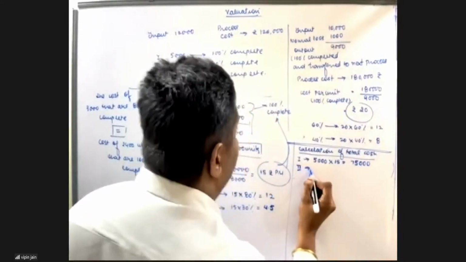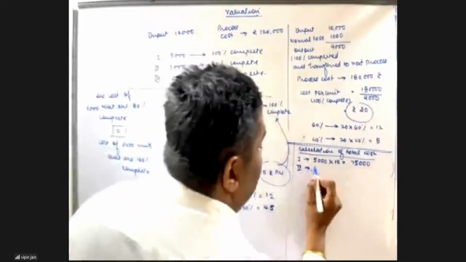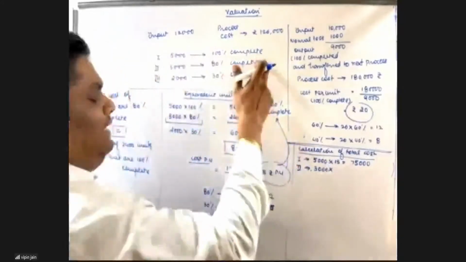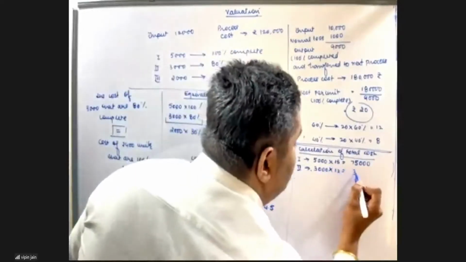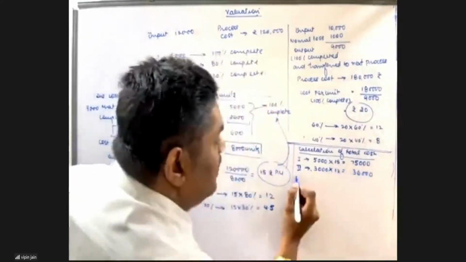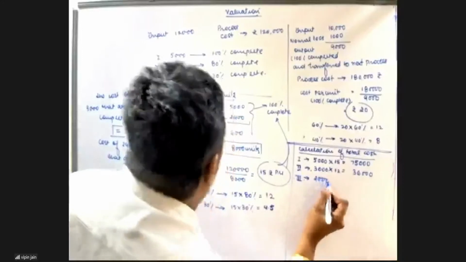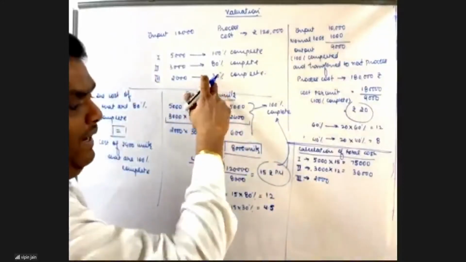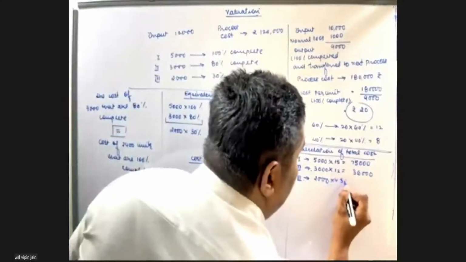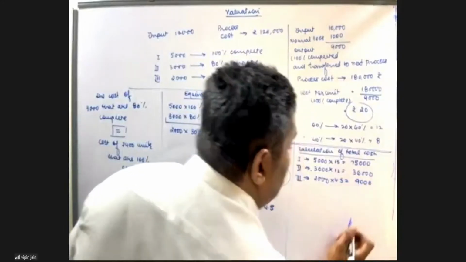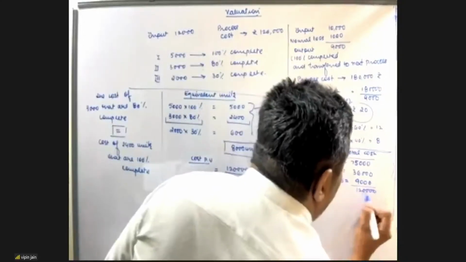For second case, again, 3,000 units are 80% complete. And the cost of 80% completed units is how much? 12. So this will be 36,000. And similarly, in third case, 2,000 units are only 30% complete. And the cost of these 30% completed unit is how much? 4.5. So this will be 9,000. So this is how 1,20,000 is distributed.